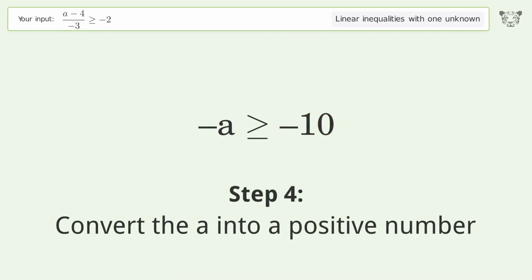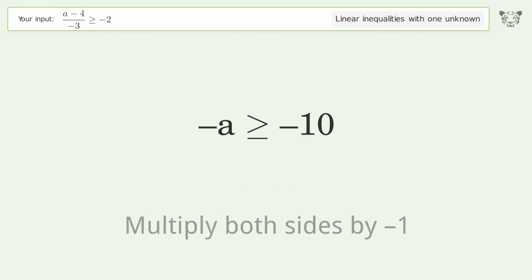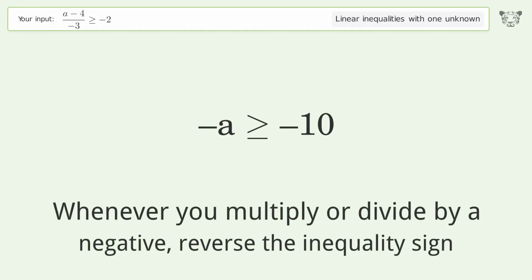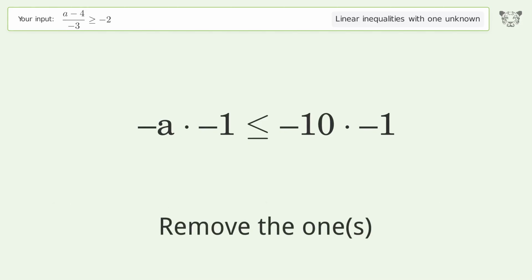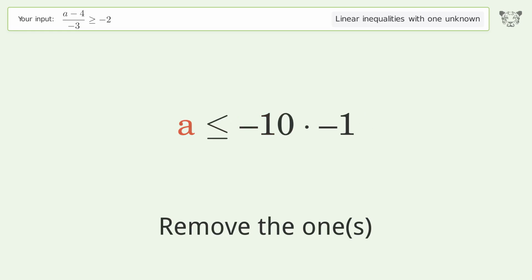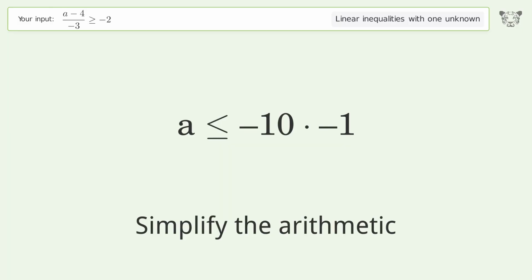Convert the a into a positive number. Multiply both sides by -1. Whenever you multiply or divide by a negative, reverse the inequality sign. Remove the ones. Simplify the arithmetic.